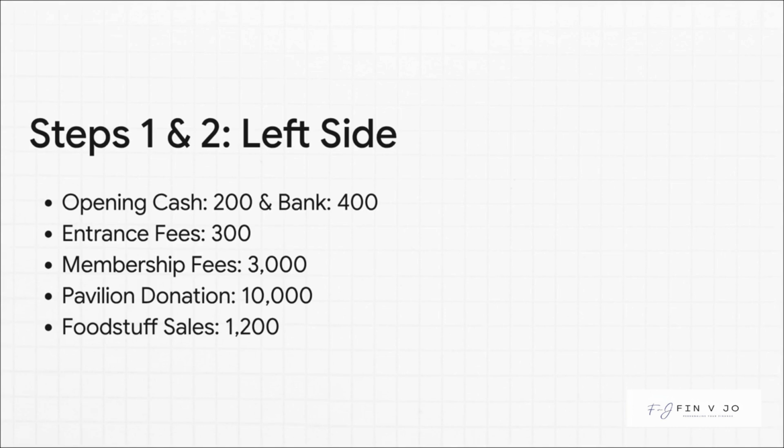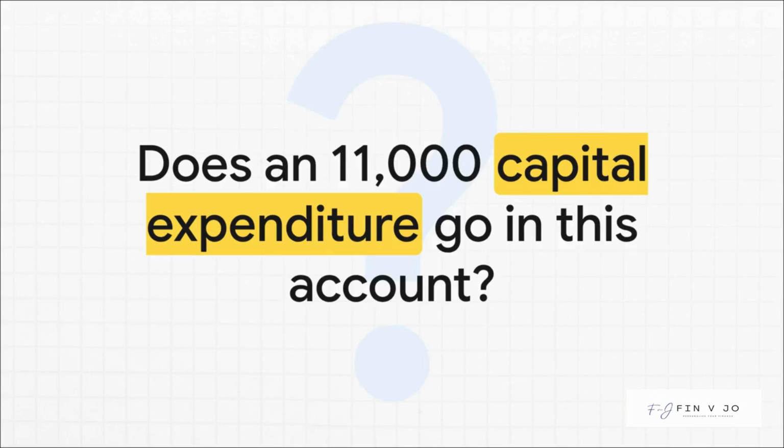Next, we just simply list all the incoming cash. Let's see. We had entrance fees of $300, membership fees of $3,000, a massive $10,000 donation that was specifically for a club pavilion, and $1,200 from selling foodstuffs. Boom! We just list them straight down the left side. Pretty simple, right?